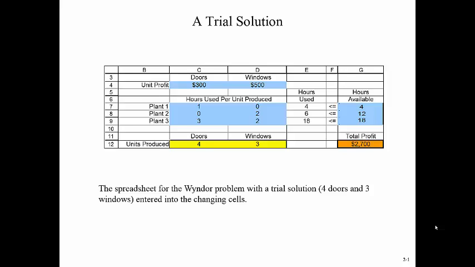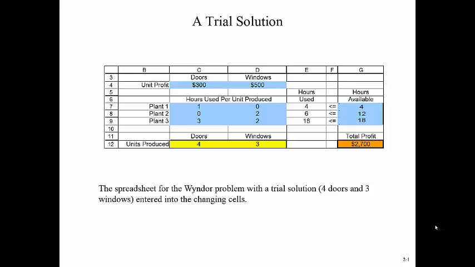Hi, in this short video we want to revisit chapter 2 where we were facing the wind door problem, which was trying to decide how many doors and how many windows should be produced in the available plant hours. So if you recall, we had gotten it to the point where we had developed a descriptive model for the wind door problem.